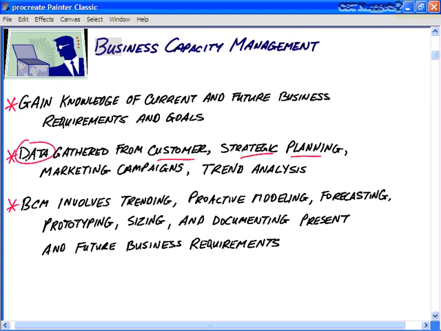Business capacity management also involves several processes like trending, proactive modeling, the forecasting process, creating prototypes or prototyping, data sizing and storage sizing, as well as documenting present and future business requirements. All of these are under the umbrella of business capacity management.